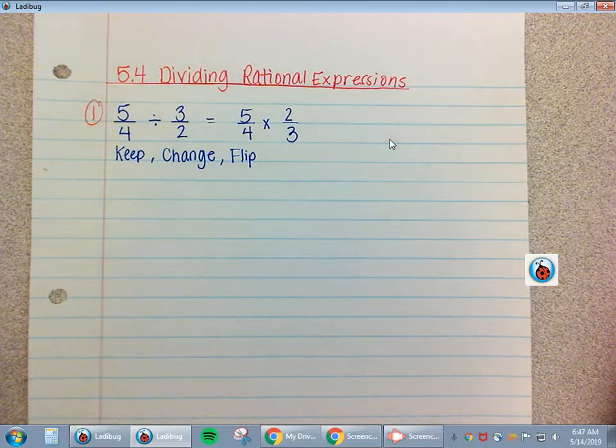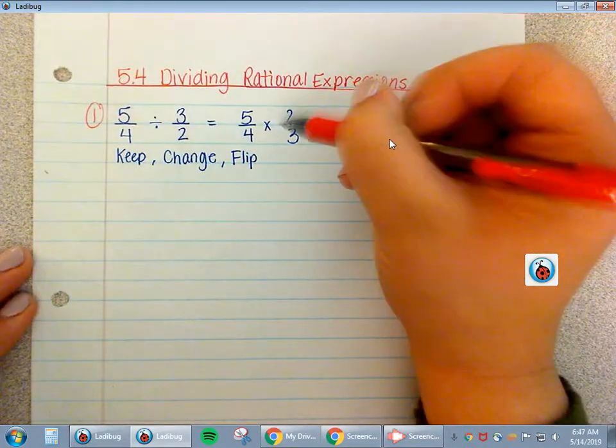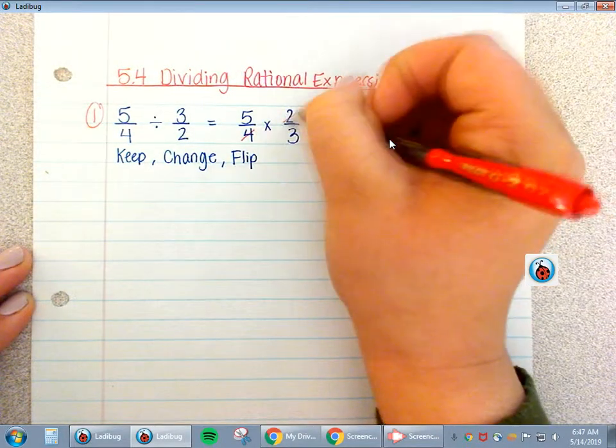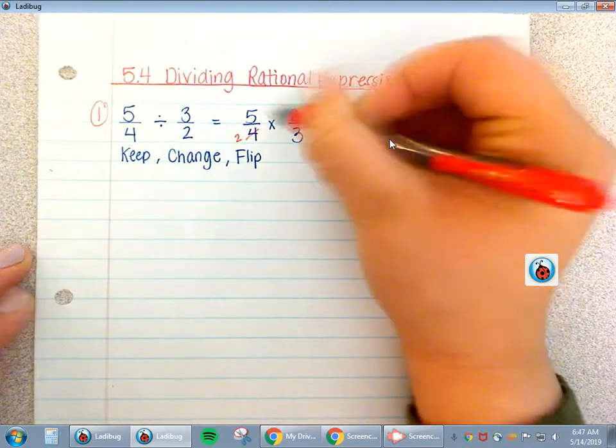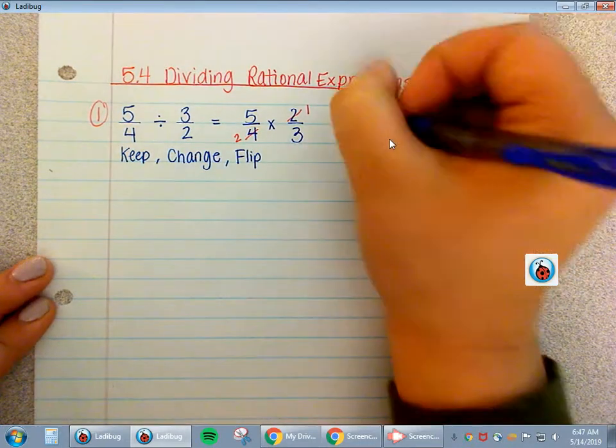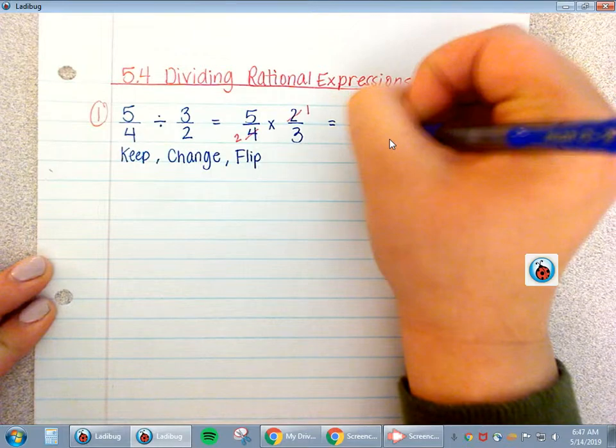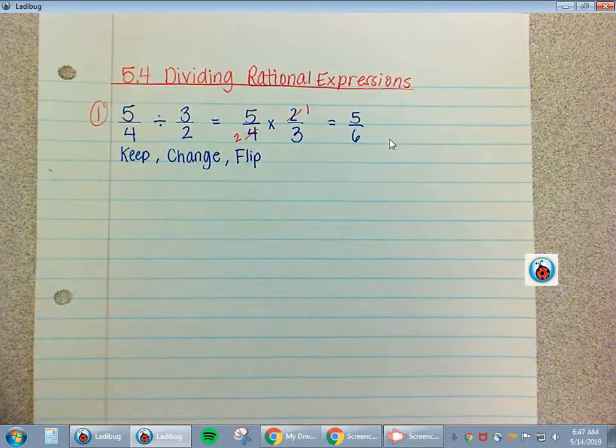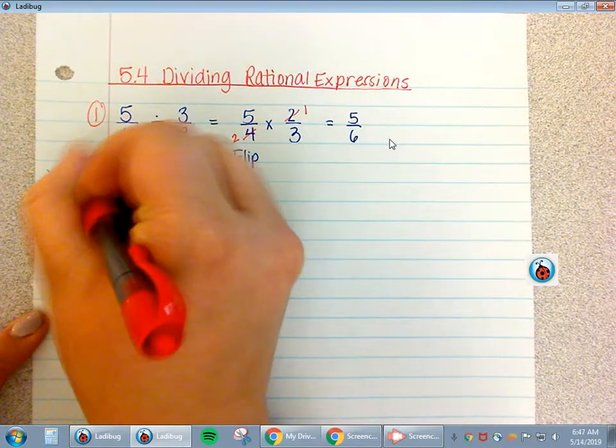And now we can do everything that we did before, which is look for canceling here. So I can divide each of these by 2 and no canceling here. So I've got 5/6. So that's the game plan. Keep, change, flip, factor, cancel, simplify. Let's jump into an actual example then.